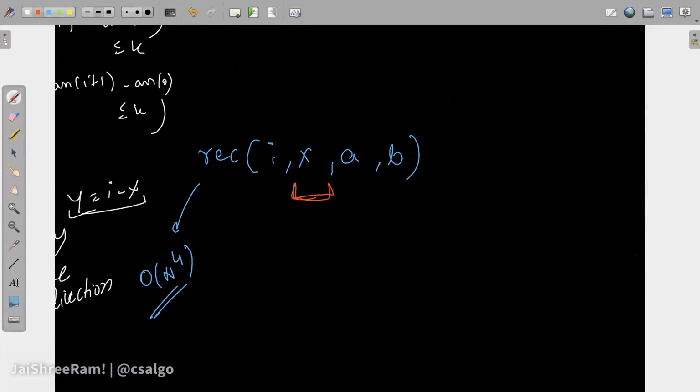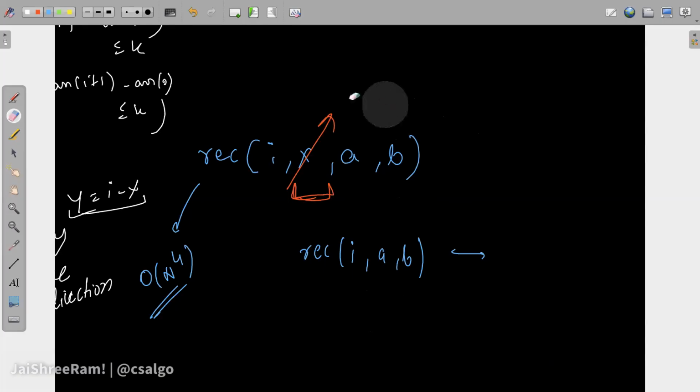But if you want, you can also remove X from this particular state, and you will say that recurrence of I comma A comma B is nothing but the number of sequences such that you have filled some elements, you don't know how many. I'm just changing the definition of recurrence. Earlier, what I was storing is the number of ways to fill up the first I elements such that X of them go to the first side, Y of them that we have removed go to the right side, and the last element of the left side was A and the last element of the right side was B. A and B are indexes, not the value.